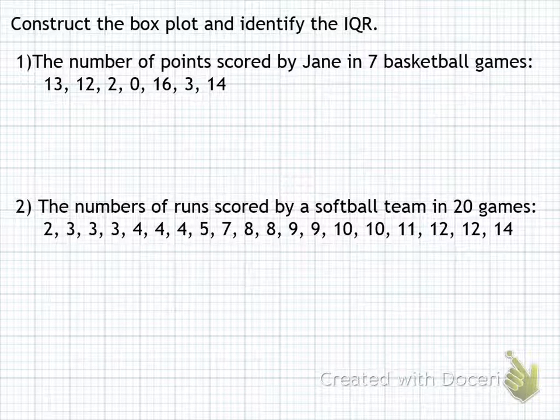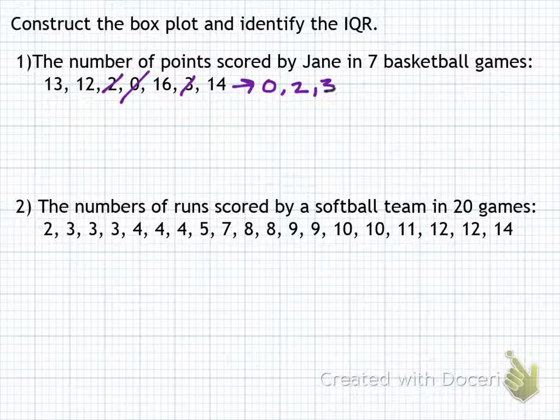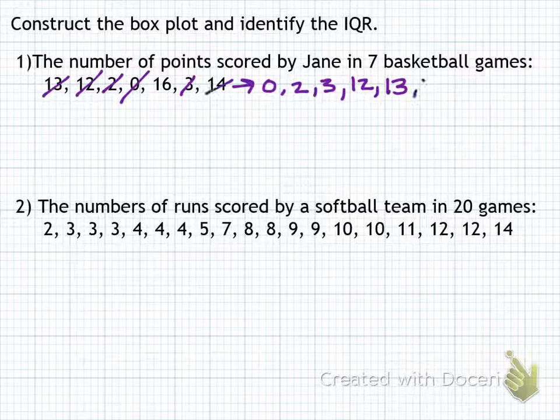First thing I'm going to do here for number 1 is reorder these from least to greatest, okay? So I have the number of points scored by Jane in 7 basketball games, okay? So she scored 13, 12, 2, 0, 16, 3, and 14. Okay, I rewrite these from least to greatest. That's 0, 2, 3, 12, 13, 14, then 16.